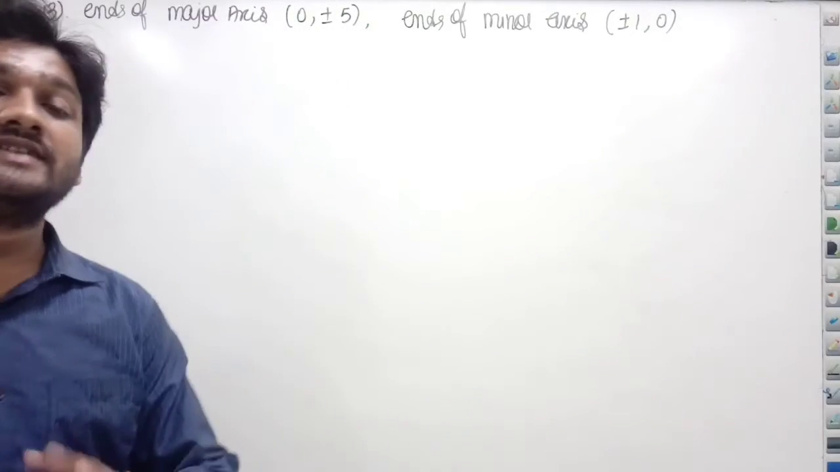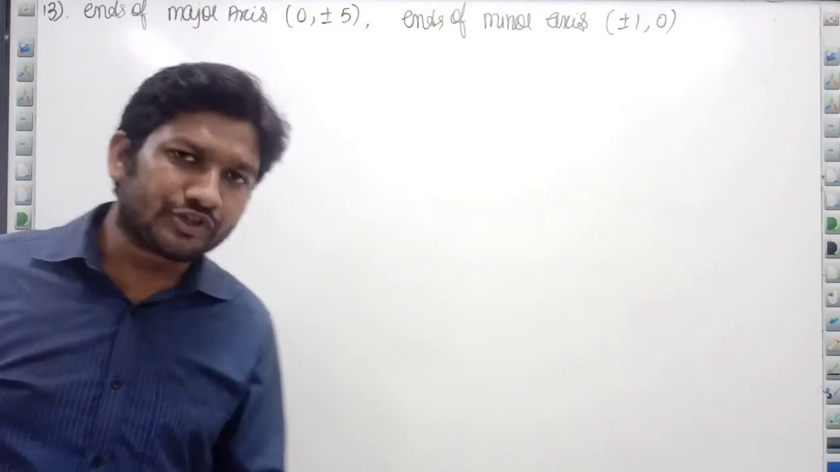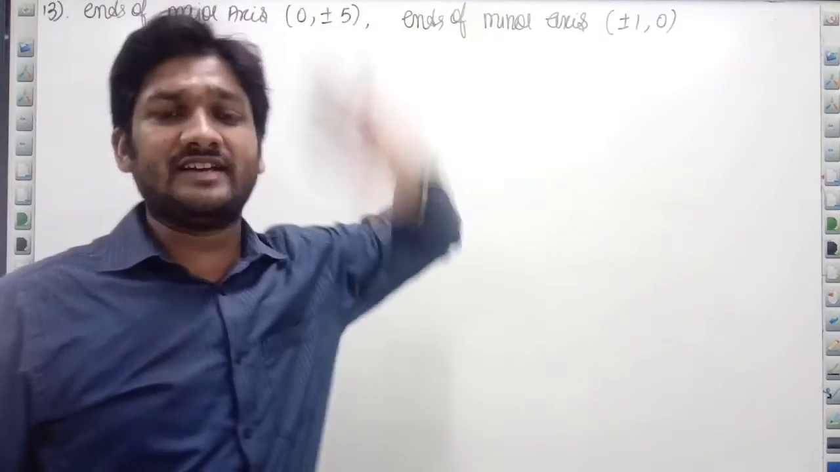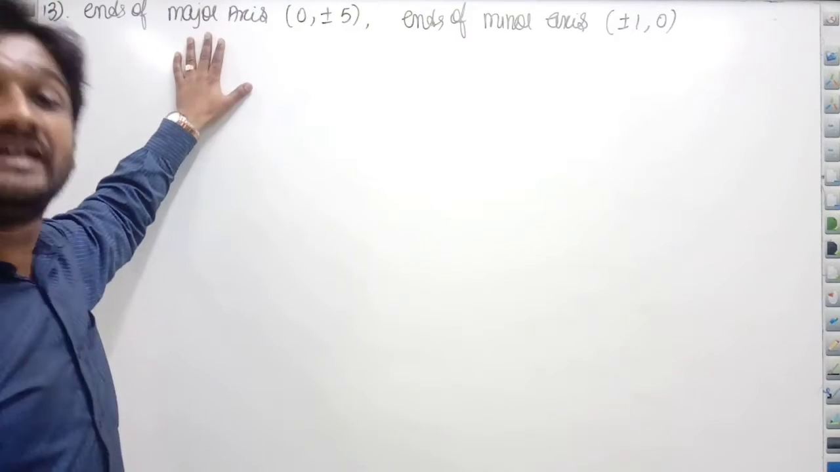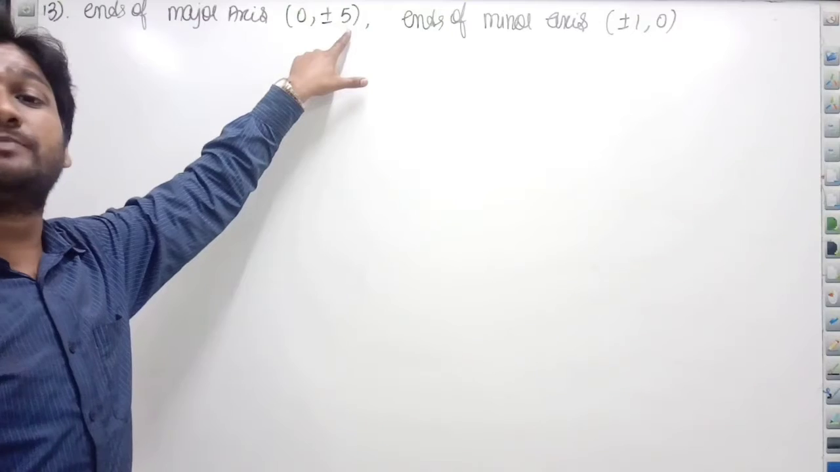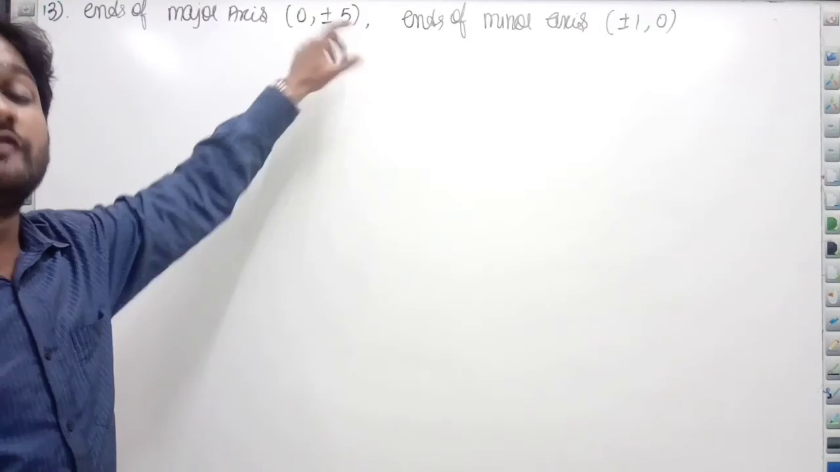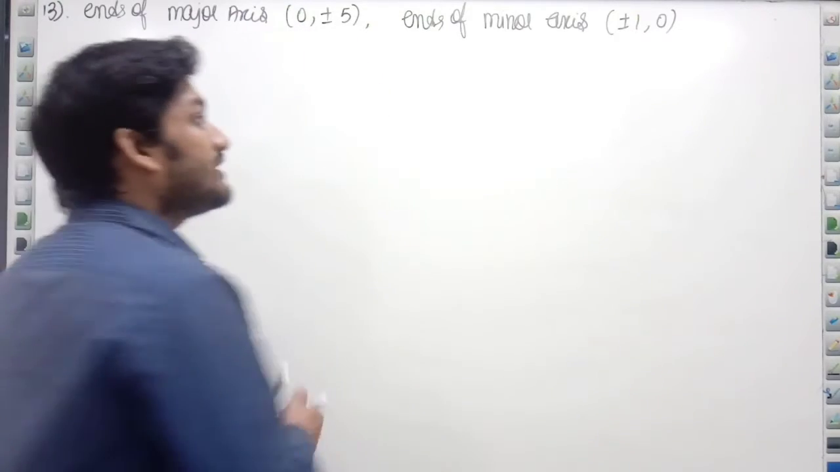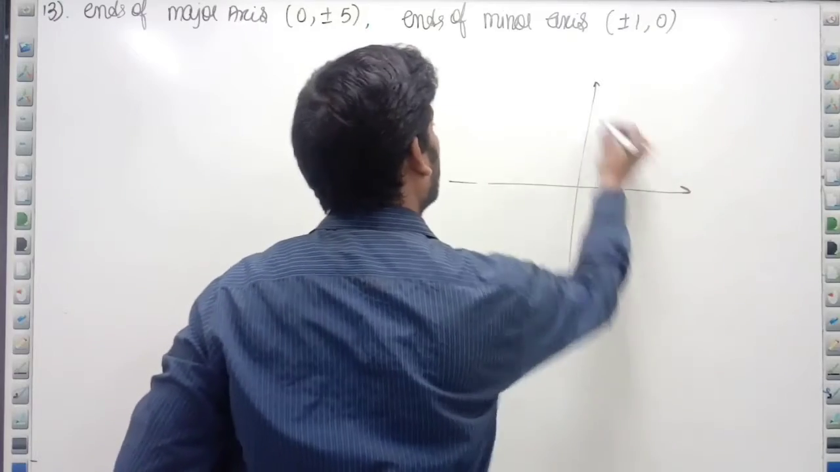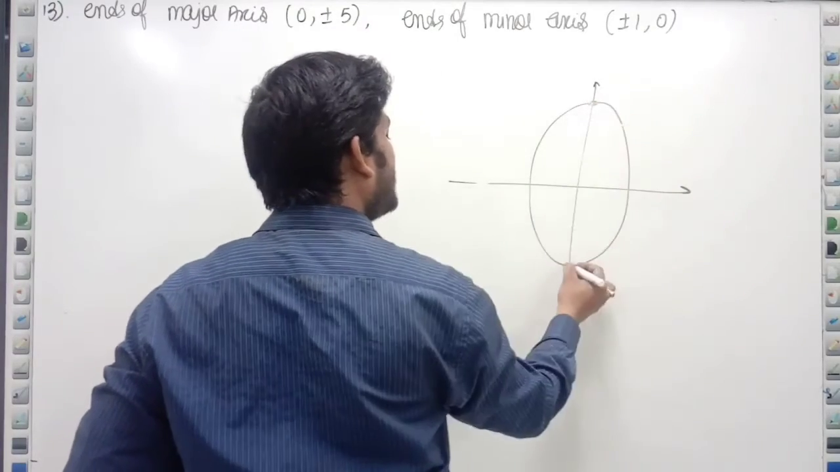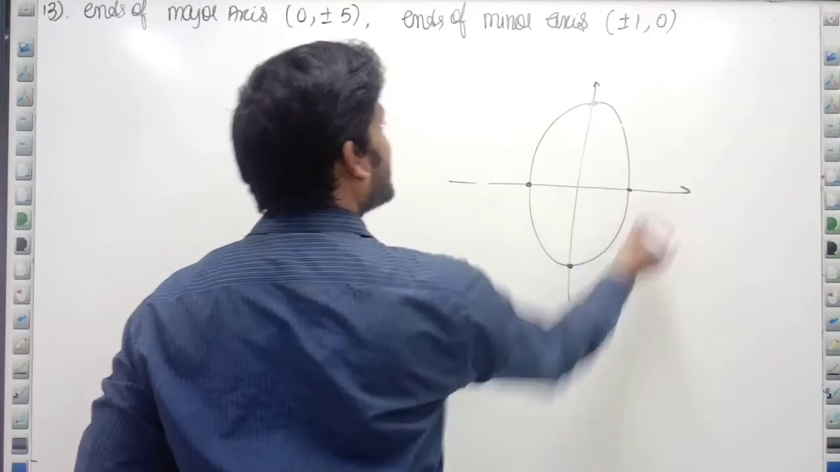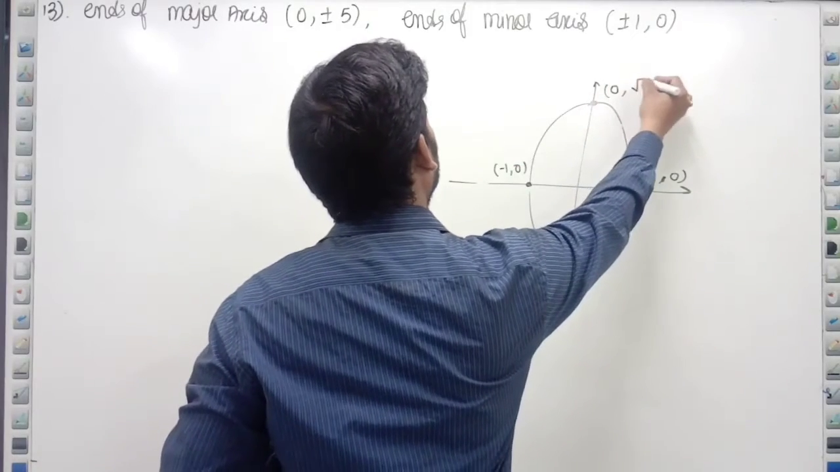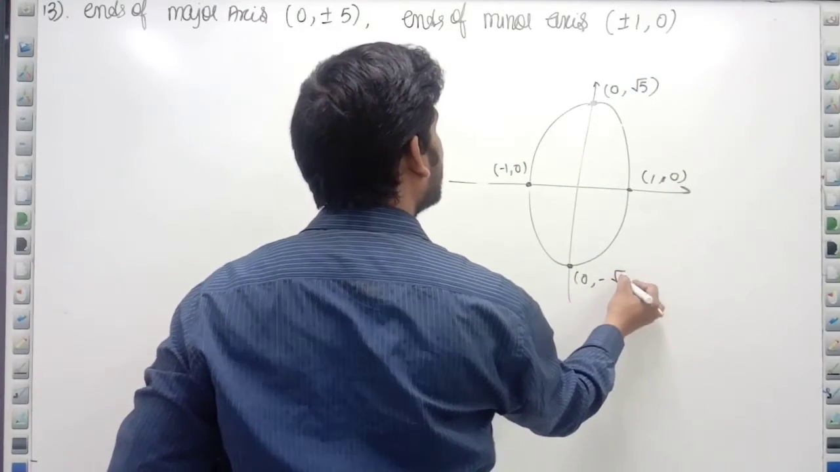As question number 12 is the same as 10th and 11th, I have skipped that question. I am on question number 13. In question number 13, we have ends of major and minor axis. If I observe, the ends of major axis are 0 comma plus minus 5. So the major axis is on y-axis, because x is 0, right? These are ends of major axis, these are ends of minor axis, that is given as 1, 0 and minus 1, 0. Diagram is no need to draw, I am just explaining what is given in the question.